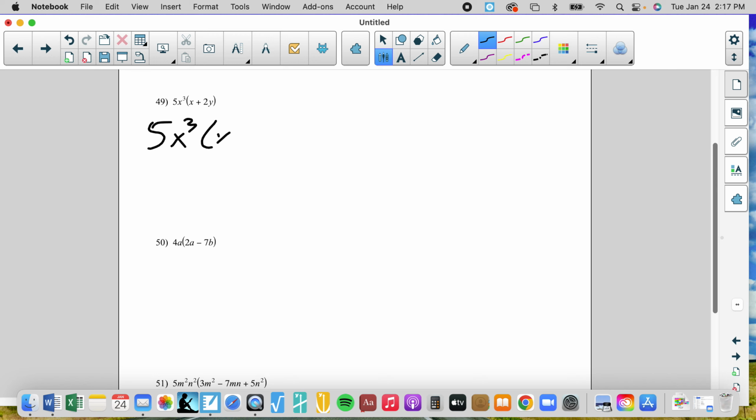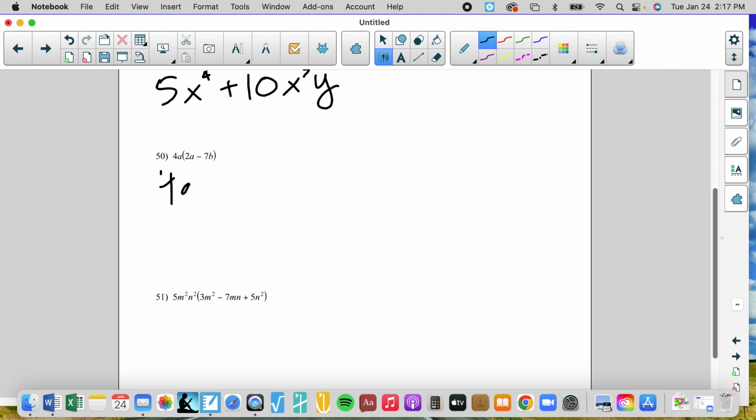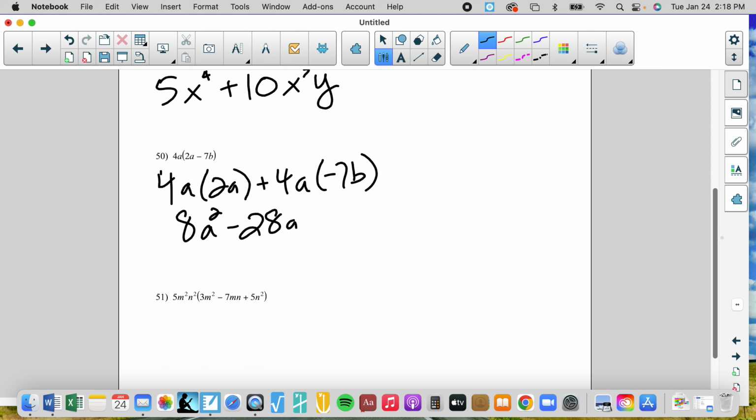5x to the third times x plus 5x to the third times 2y. 5 times 1 is 5. X to the third times x to the first is x to the fourth. We add those exponents. 5 times 2 is 10. X to the third times y is x to the third y. That is in standard form already. 4a times 2a plus 4a times negative 7b. Don't forget that negative. 4a times 2a is 8a squared. 4a times negative 7 is negative 28ab.